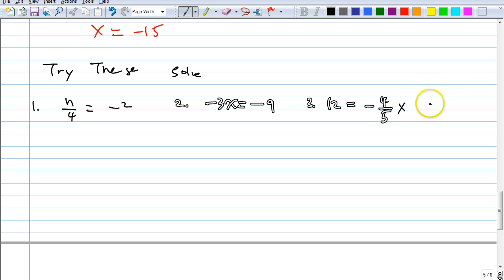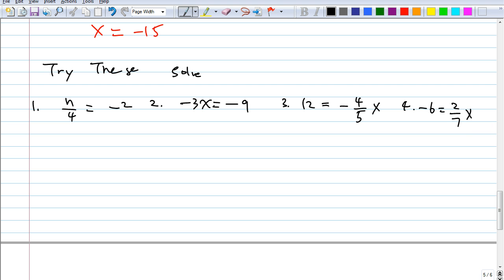And then number 4. Let me write it over here. Negative 6 equals 2 over 7x. There you go. It's kind of in the corner. Go ahead, everybody try.